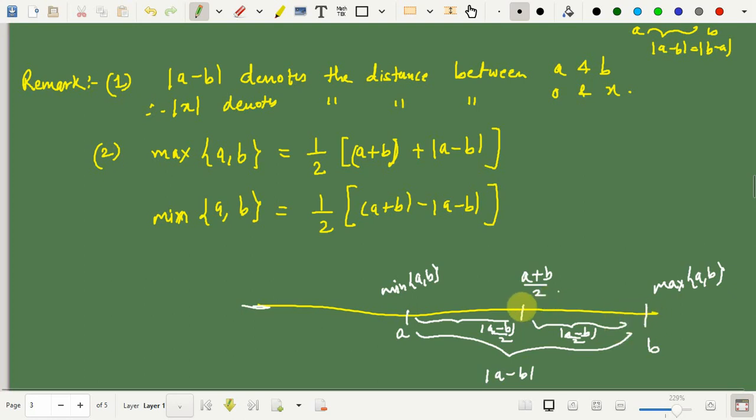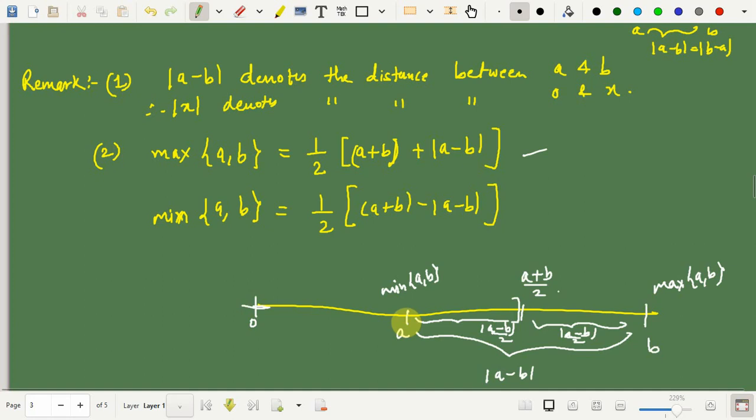Now, a plus b by 2 is going to be a positive quantity. So, if this is 0, then this distance is a plus b by 2, from 0 to this point. Therefore, this maximum of a comma b would be the same as writing a plus b by 2 plus this distance, mod of a minus b by 2, and that is exactly what is mentioned over here. So, a plus b by 2 plus mod of a minus b by 2.